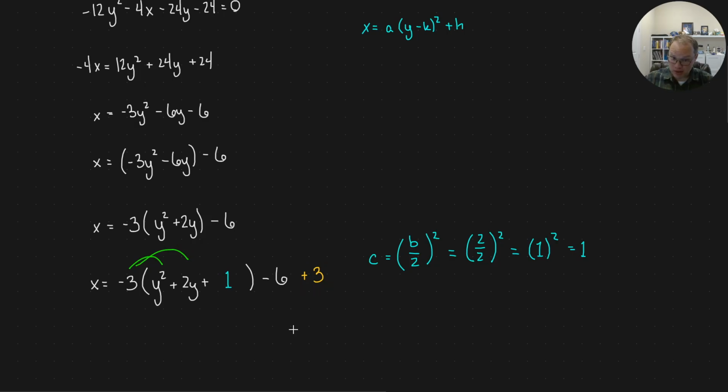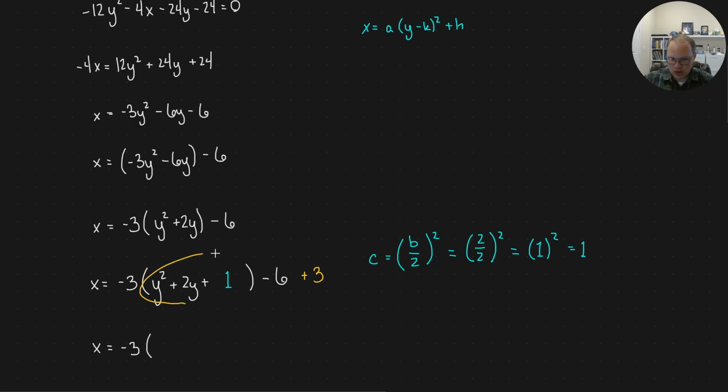So remember that when completing the square, you need to keep the equation balanced. Whatever you add in, you need to subtract. Okay? Now, with this one here, that's the magic number. That's going to allow me to factor this as a perfect square.